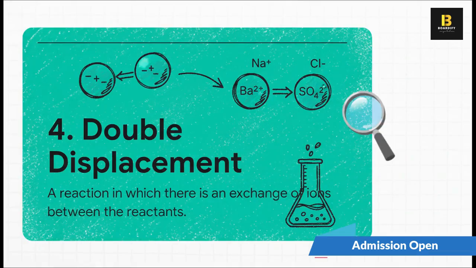Number 4 is double displacement. Now, if the last one was one element kicking another out, this one is more like a partner swap. The positive part of the first compound pairs up with the negative part of the second, and vice versa. They just exchange partners. And very often, when this happens, one of the new pairs forms an insoluble solid that sinks to the bottom. We call that a precipitate.